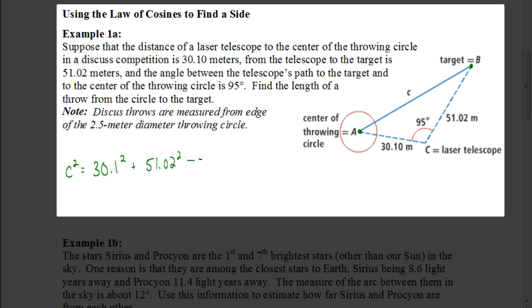And we're going to subtract from that 2 times these two values again, so minus 2 times the 30.1 times the 51.02 times the cosine of this angle. That angle is 95 degrees. So we're going to plug this all in our calculators all in one shot. So why don't you guys get out your calculators.